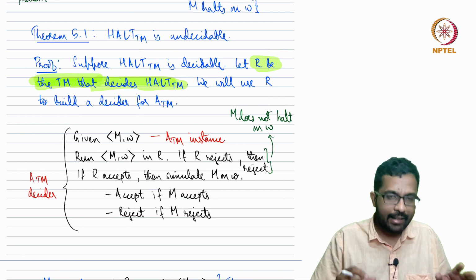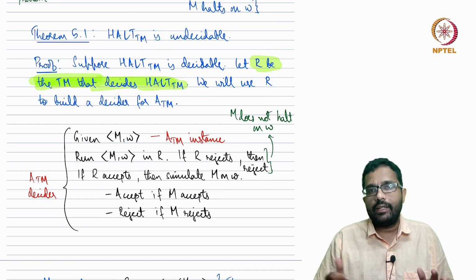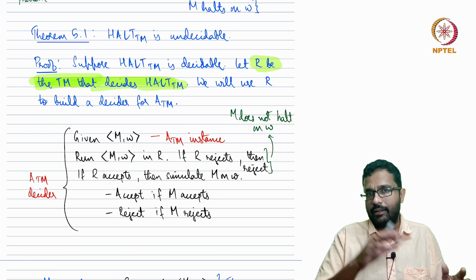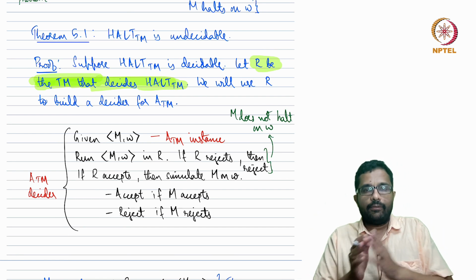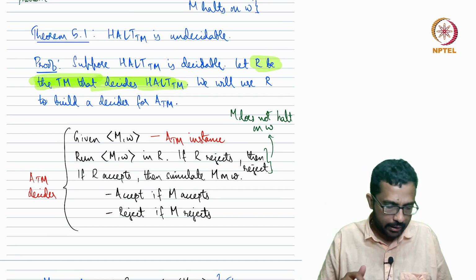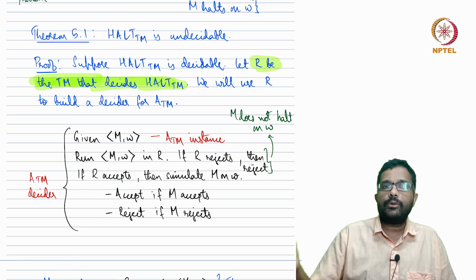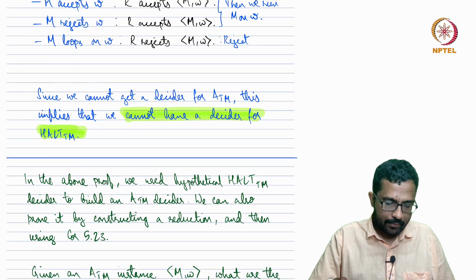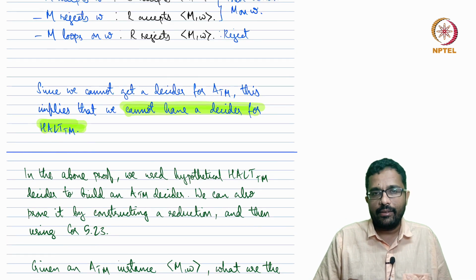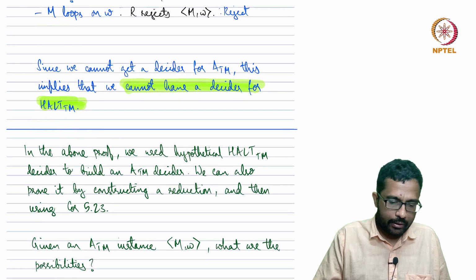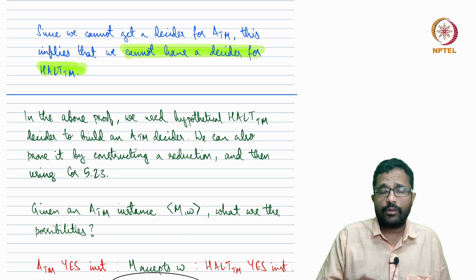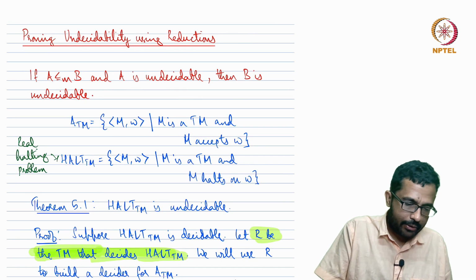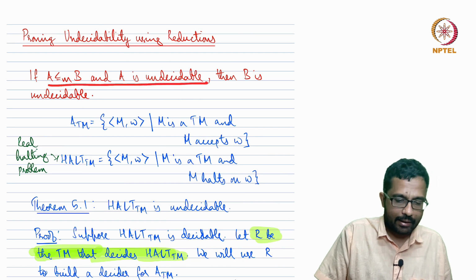So this is not really a reduction in the way we defined it in the previous lecture, right? A reduction was a mapping, and from an A instance we constructed a B instance, etc. So here we are not doing that. We are just using HALT-TM to build a decider for ATM, right? So now we will see the same proof from a slightly different perspective. What we will do is we will reduce ATM to HALT-TM, right? So we said that if A reduces to B and A is undecidable, then B is undecidable.